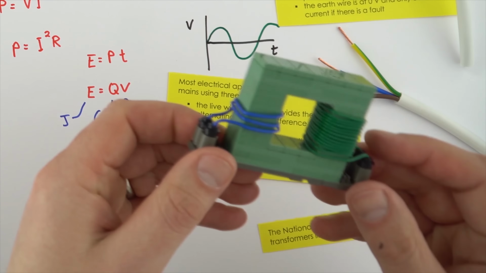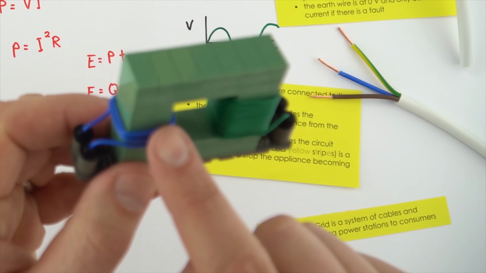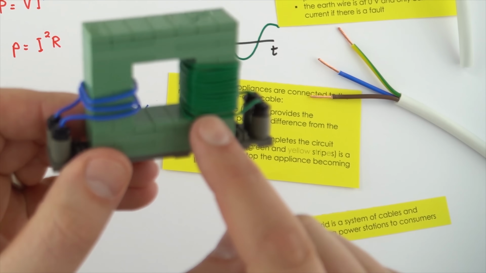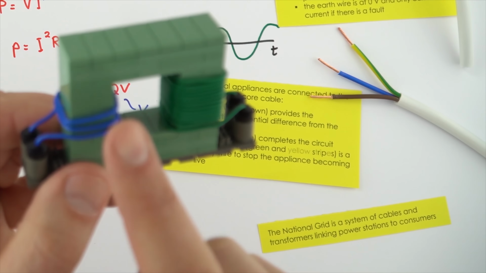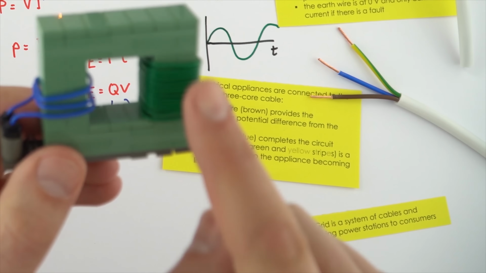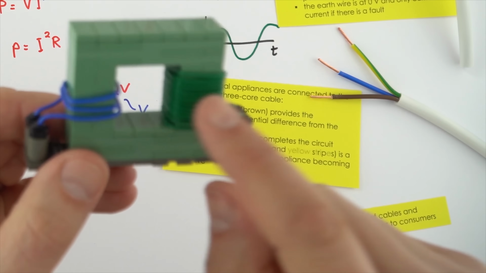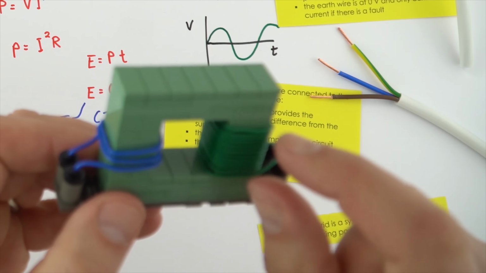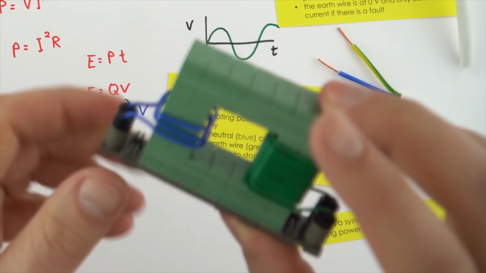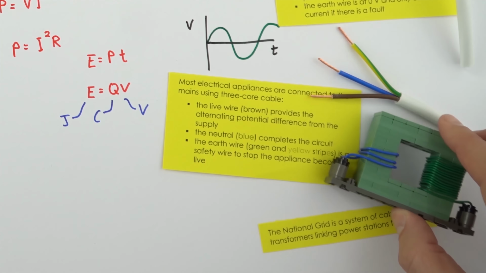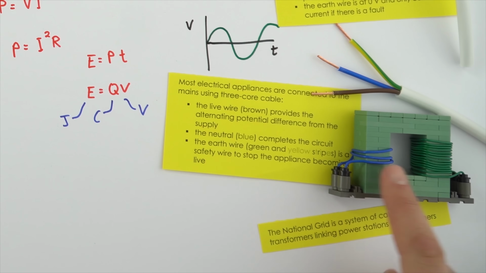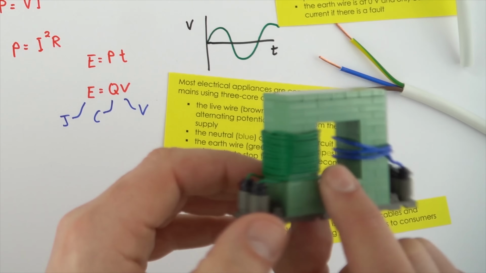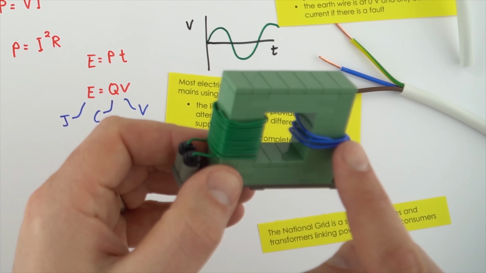And what you have in a transformer is you have two coils of wire, the primary and the secondary, and these are wrapped around an iron core. Now, when you have an alternating supply in one, it causes there to be an alternating supply in the other. And this allows us to massively increase the potential difference, but also decrease the current. And this reduces energy losses in our power supply. So you need to know a bit about the national grid and how we have step-up transformers, which increase the voltage, or we also have step-down transformers, which decrease the voltage.